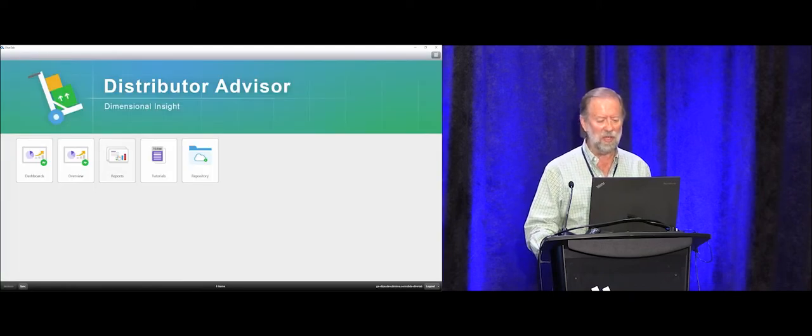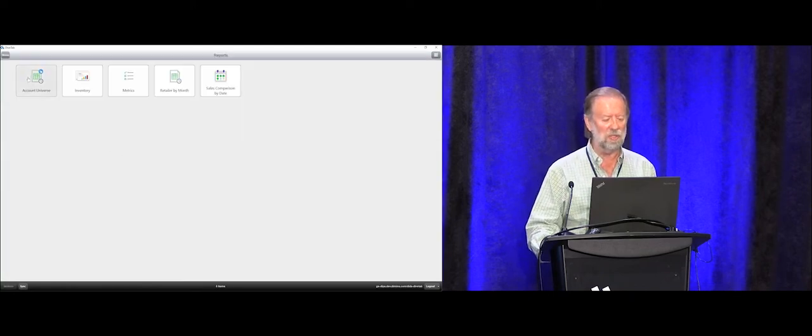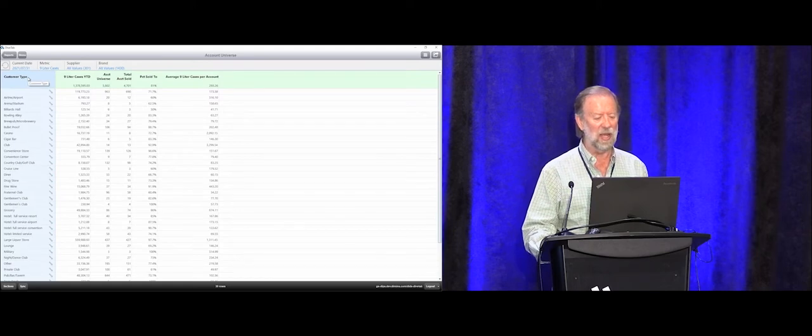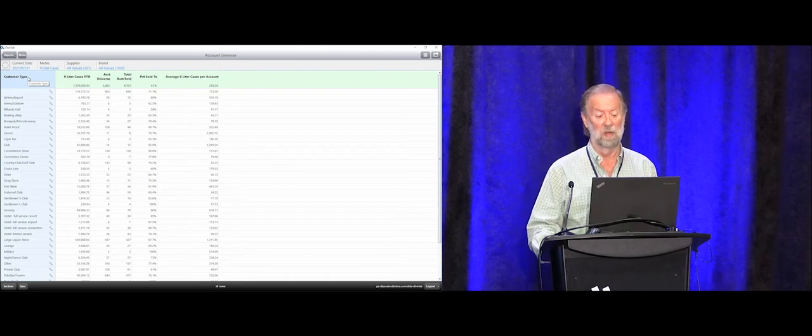Then we got some reports in here. So, you know, canned reports. So this is a kind of an account universe report. So by customer type, how many accounts do we have for that customer type? And then how many did we actually sell into? And what percent does that make?